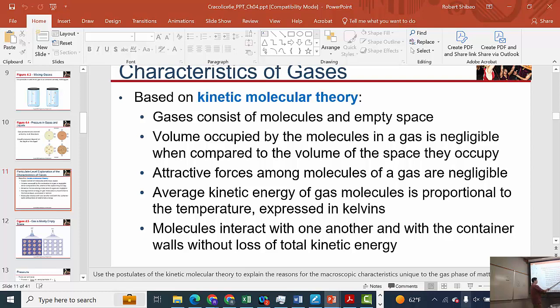The average kinetic energy of a gas particle is proportional to the temperature. We've talked about this. Temperature is a measure of the kinetic energy. Molecules interact with one another and the container walls without a loss of total kinetic energy. This just means they collide with the walls and each other, and they don't slow down.